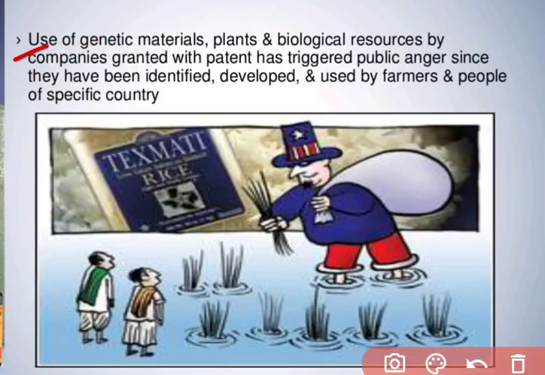Use of genetic material, plants, and biological resources by companies granted with patents has triggered public anger since they have been identified, developed, and used by farmers and people of a specific country. The farmers and people of some specific country have identified, developed or used some product, and that product is used by some companies granted with the patent. That creates public anger because somebody develops it and another one gets the patent. So that should not be fair. This type of issue is called an ethical issue.